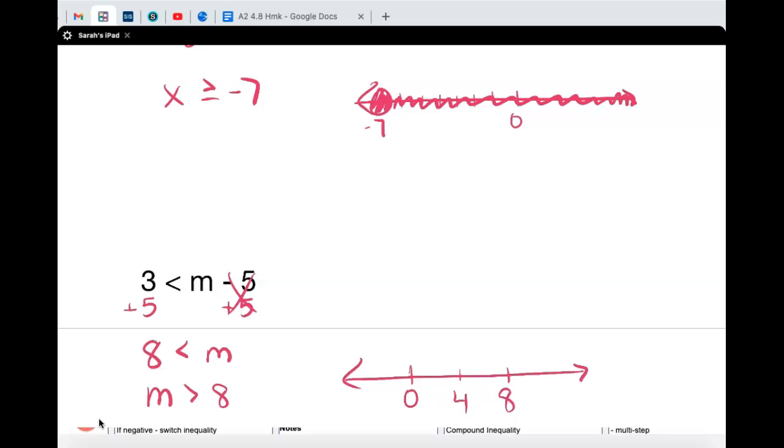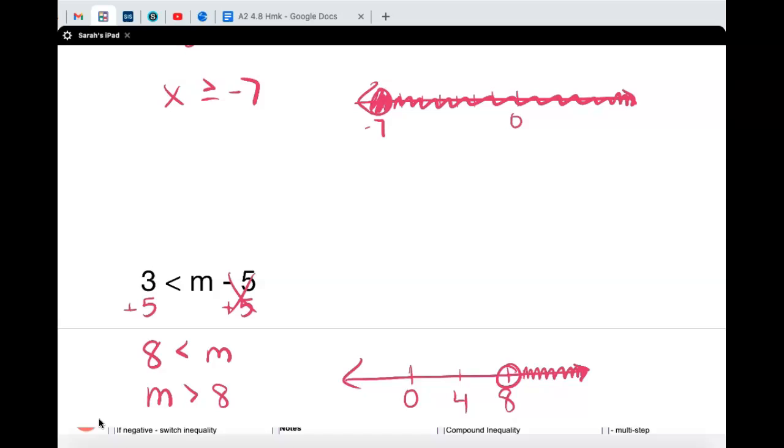So circle or dot? Circle, because we don't want to include the value of 8. And then am I shading the right side or the left side? No, my value is larger than 8 because it's greater than, so to the right.